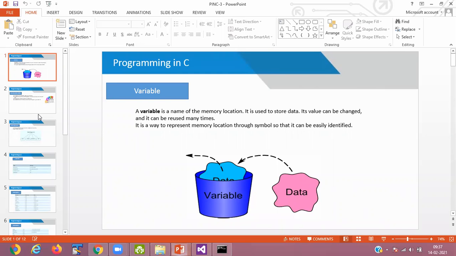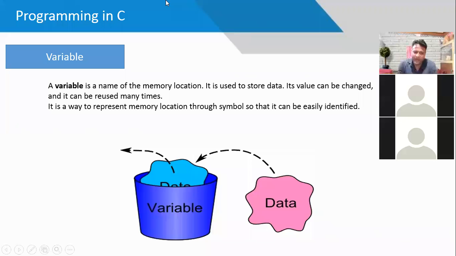Now comes to the variable. The variable is a memory location. It is used to store the data value. The value can be changed and it is reused many times. The variable is a memory location where you have to store a value and that value can change throughout the program execution.